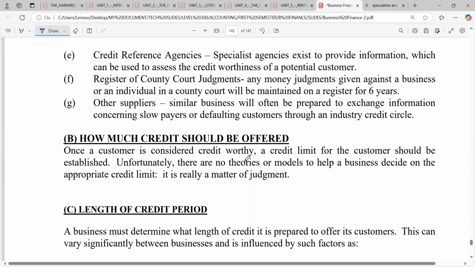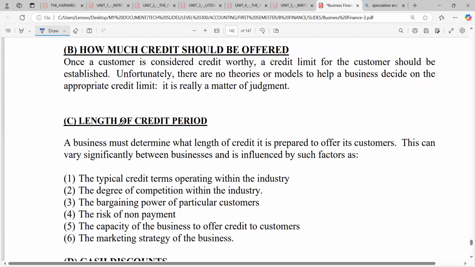Unfortunately, there are no theories or models to help a business decide on the appropriate credit limit. So it is really a matter of judgment as a firm, looking at the customer: can the customer pay the required amounts? Then you look at the length of the credit period, the number of days involved. A business must determine what length of credit it is prepared to offer its customers.